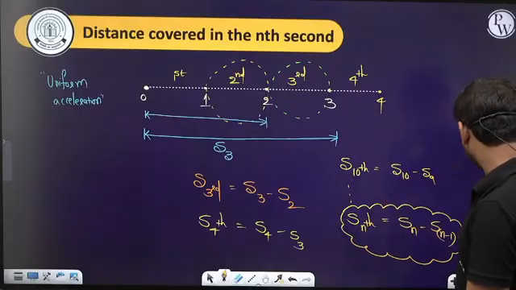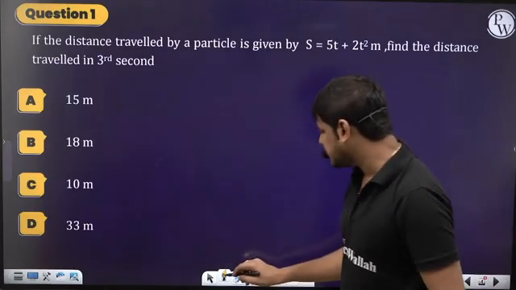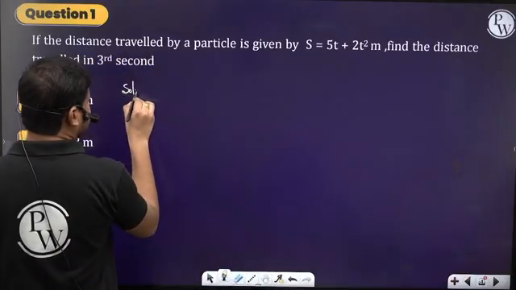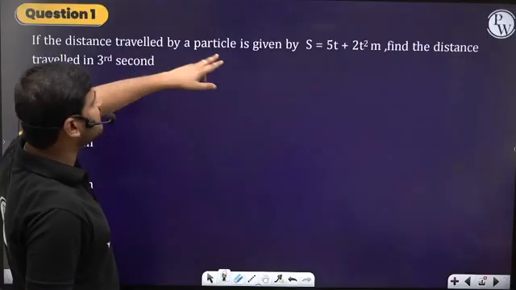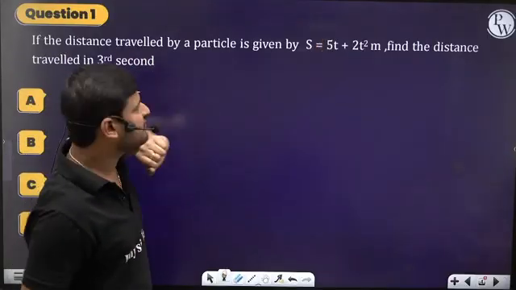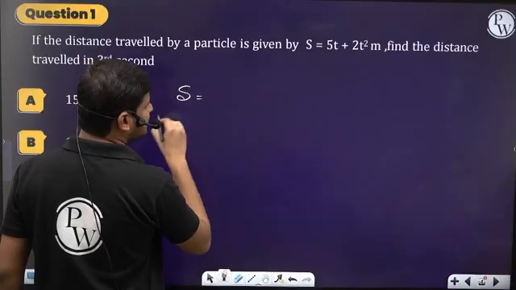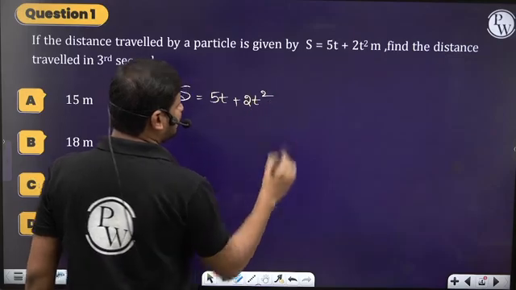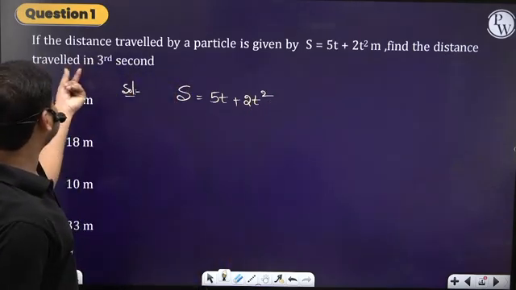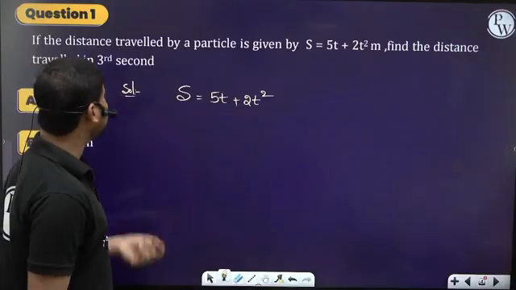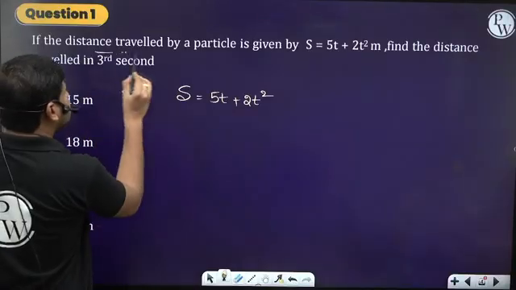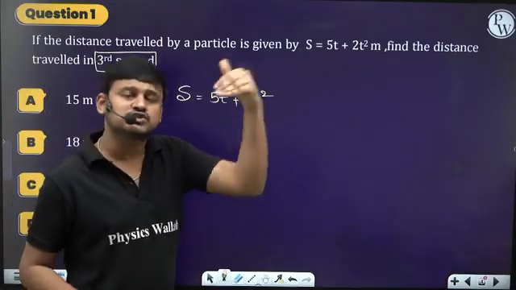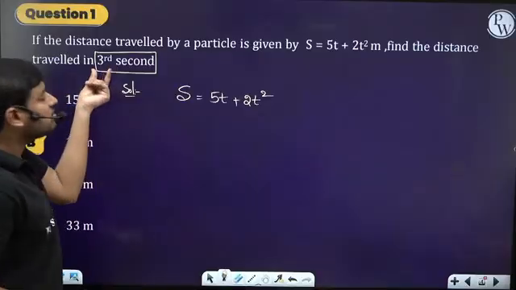Now let's move further. Let's take one simple question, guys. Pause the video and try along with me. So what does the question say here? If the distance traveled by the particle is given as a function of time, distance traveled is equal to 5t plus 2t square, now find the distance traveled in the third second. We need to find the distance traveled in the particular third second. Just understand the question properly. In 3 seconds means time t is equal to 3 you can take, but in the particular third second only they are asking.